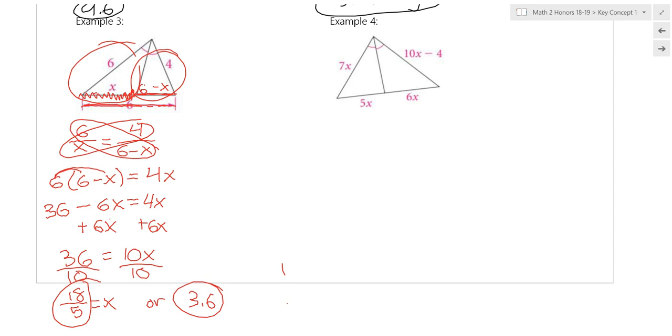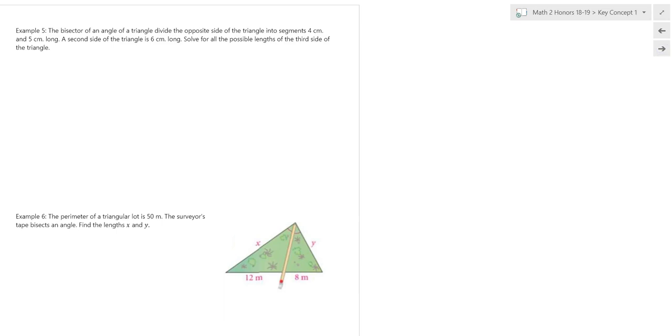This one's a fun one. Example 4 we're going to do in our optional notes because it's going to be a little bit challenging and we're going to have to use factoring. So go ahead and flip over to the next page. Okay.